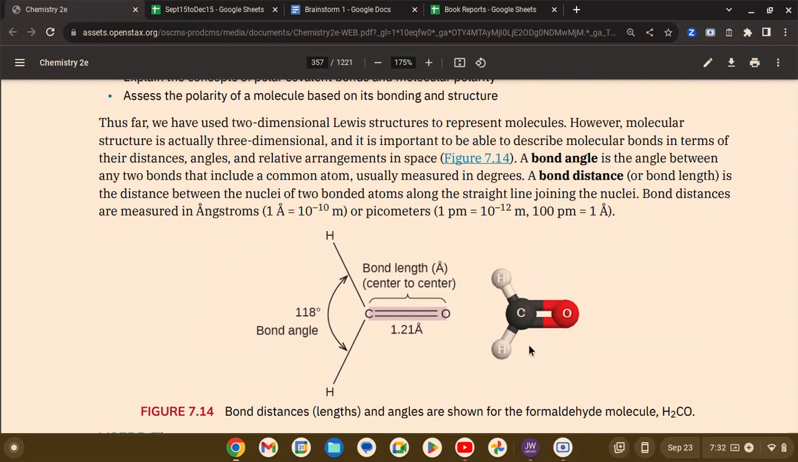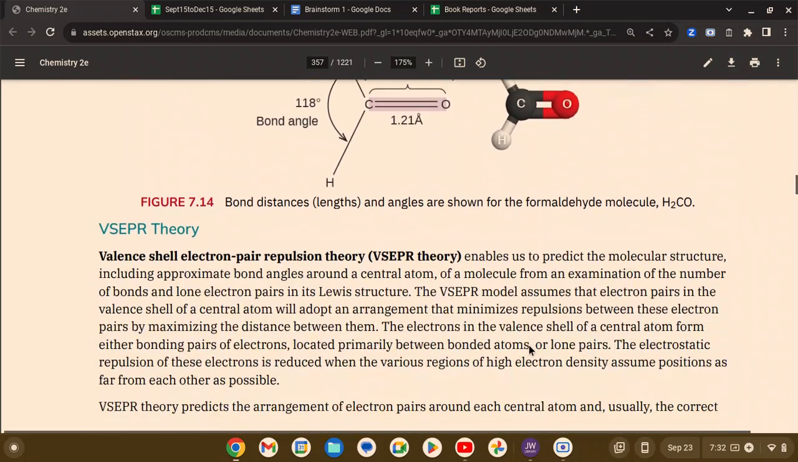A bond distance, or bond length, is the distance between the nuclei of 2 bonded atoms along the straight line joining the nuclei. Bond distances are measured in angstroms or picometers.